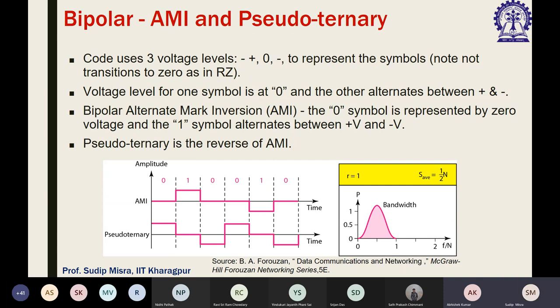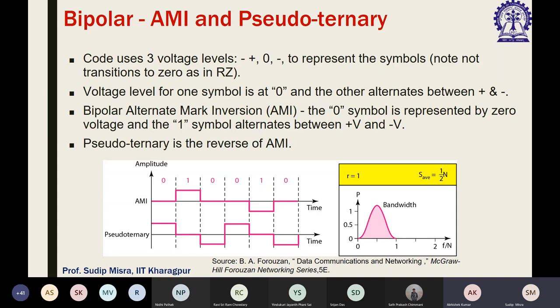And one last thing is the pseudo ternary. In pseudo ternary, you have exactly the same thing as AMI, but the polarity is reversed. So 0 was 0 voltage over here; here 0 is plus V voltage. And for 1, it is 0 voltage. Then the next 0 comes. The previous 0 was plus V voltage, so this 0 will become minus V voltage. Again 0 comes, because this was minus V, this will become plus V. 1 comes, no change, 0 voltage. And because the previous 0 was plus V voltage, this 0 is going to be minus V.